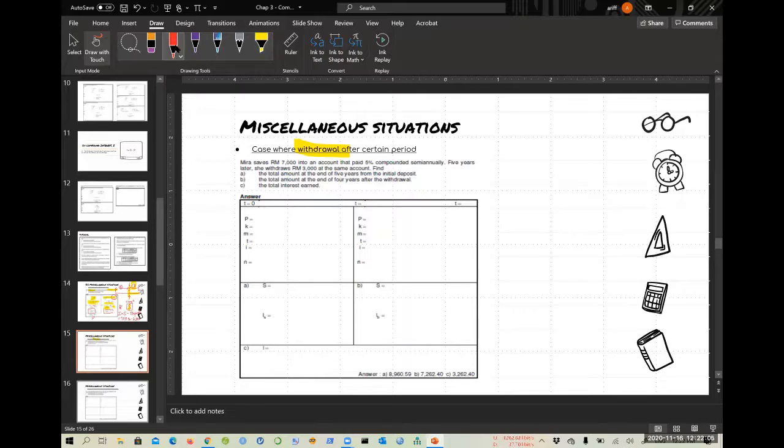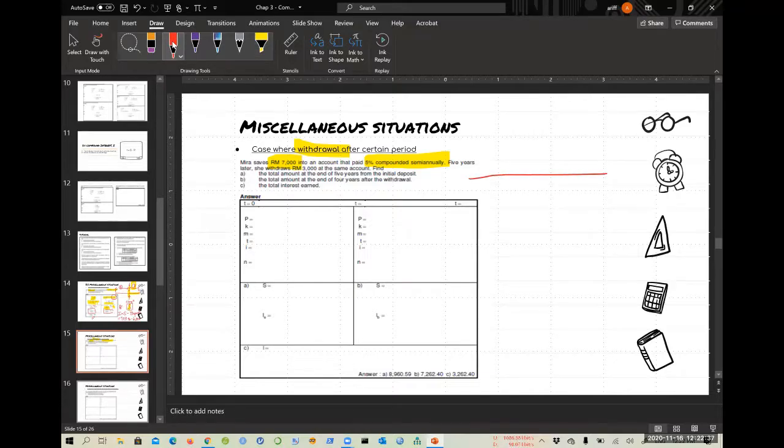Okay, so first of all, you need to identify the information. So in this case, you start with RM 7,000, that is the saving. So the first P will be 7,000. And then you have the interest of 5%, compounded semi-annually. And then 5 years later, after 5 years, she withdraws 3,000. So this is the situation.